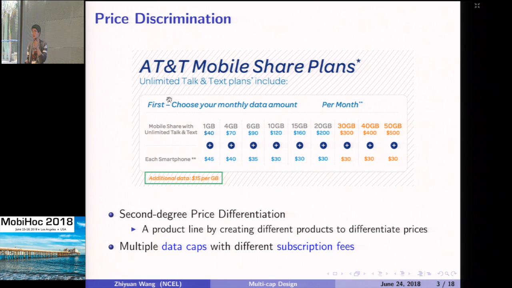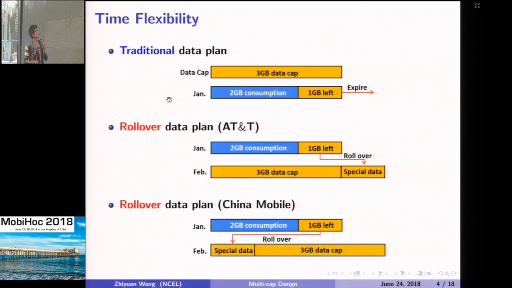However, under the rollover data plan offered by AT&T, the 1 GB data left in January can roll over to the next month and actually is consumed after the 3 GB data cap in February is totally used up. As for the rollover data plan offered by China Mobile, similarly, the 1 GB data left in January can roll over to the next month, but the difference is the consumption priority. As shown in the bottom figure, the rollover data is first consumed, which is prior to the monthly data cap.